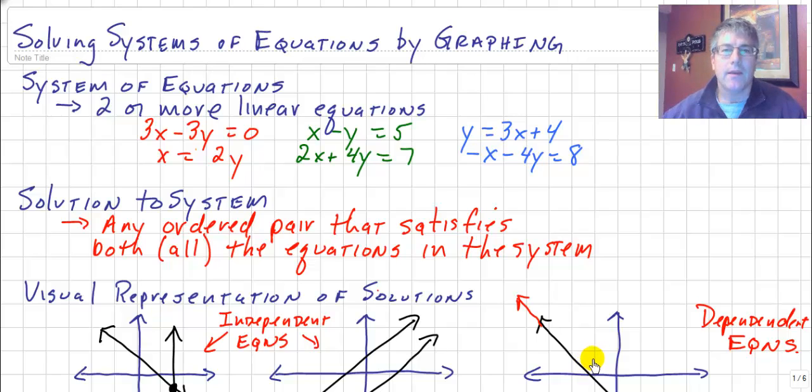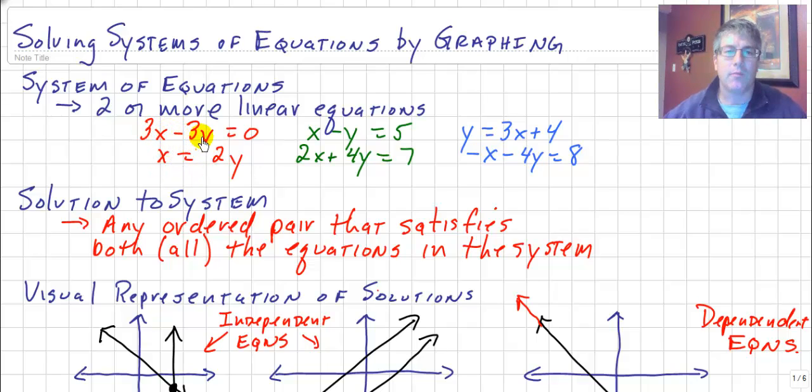Welcome back. Today we're going to define systems of equations and we're going to solve those systems of equations by graphing. So by definition, a system of equations is two or more linear equations. So here are three examples of systems of linear equations. All of these have just two linear equations. We could have three or four, but we're going to stick with two at this point.